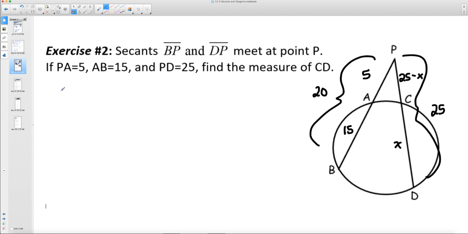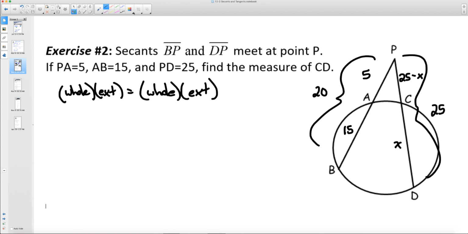Okay. So they're two secants, so it's the whole secant times the external is equal to the whole secant times the external portion. Whole secant is 20. External portion is 5. Whole secant is 25. And the external portion is 25 minus x.